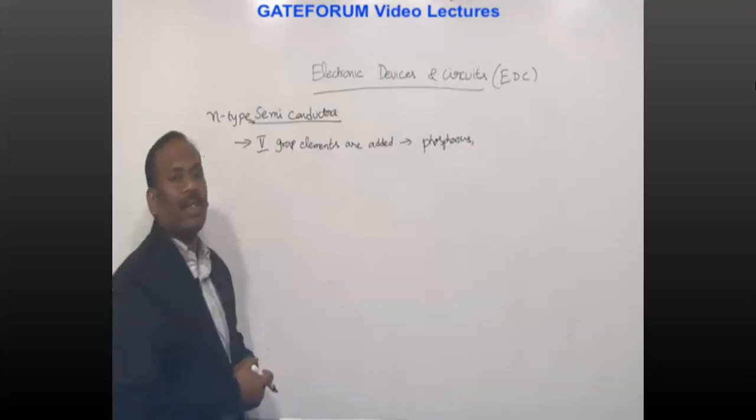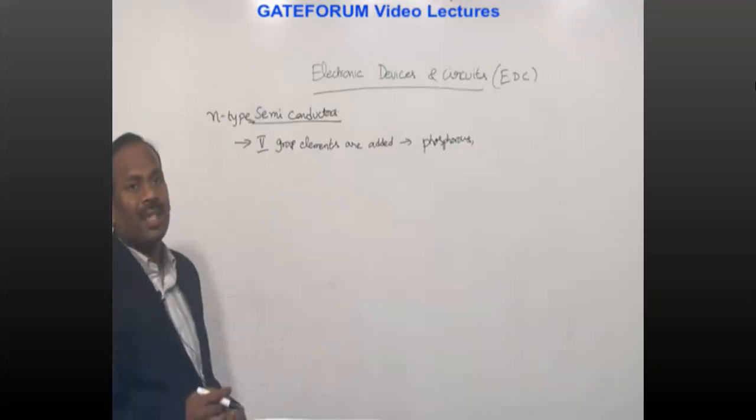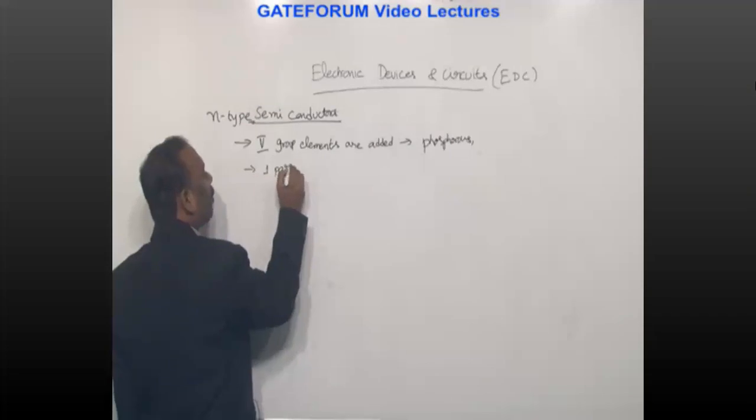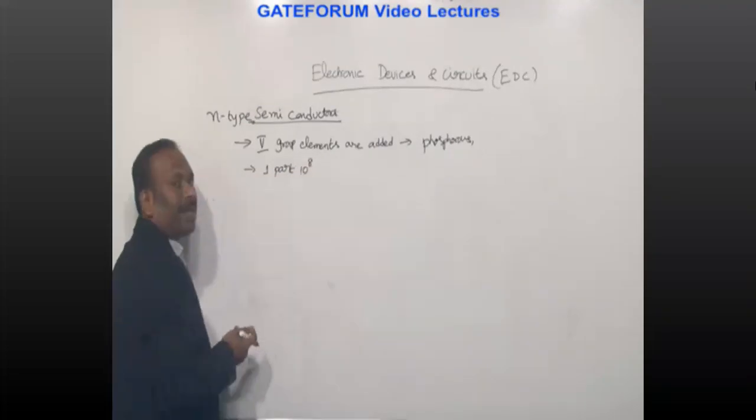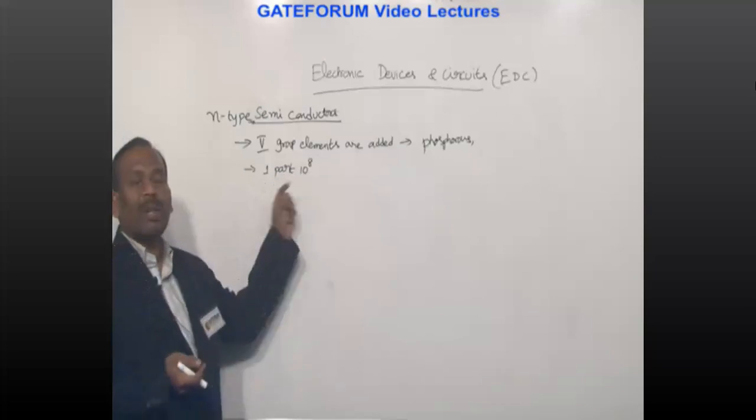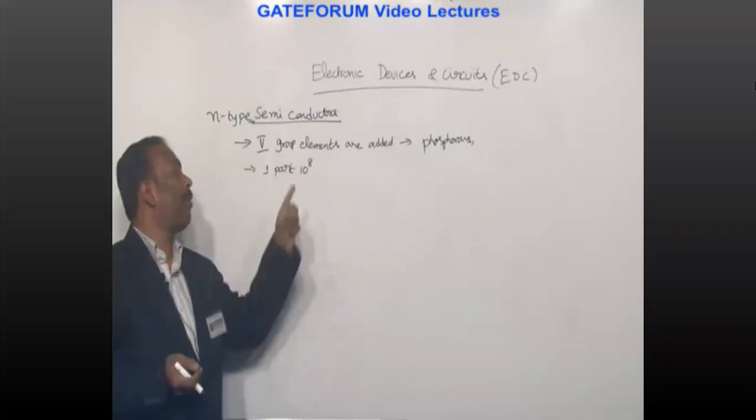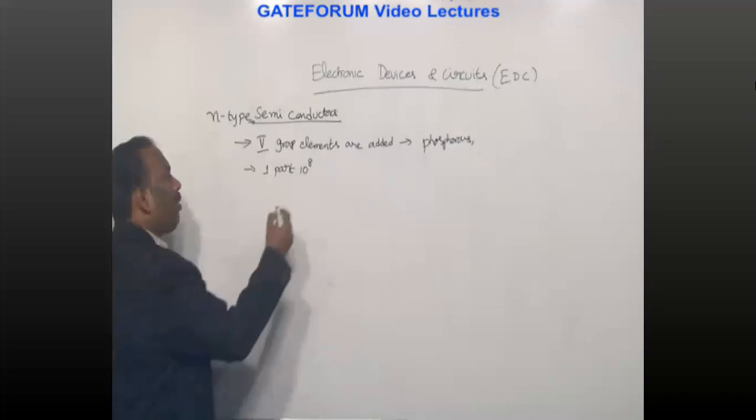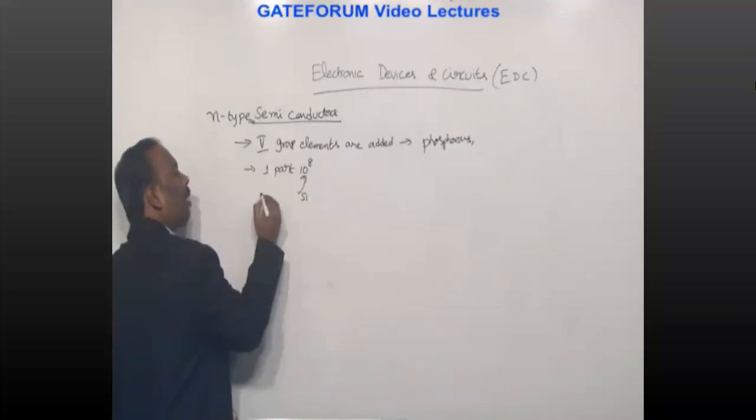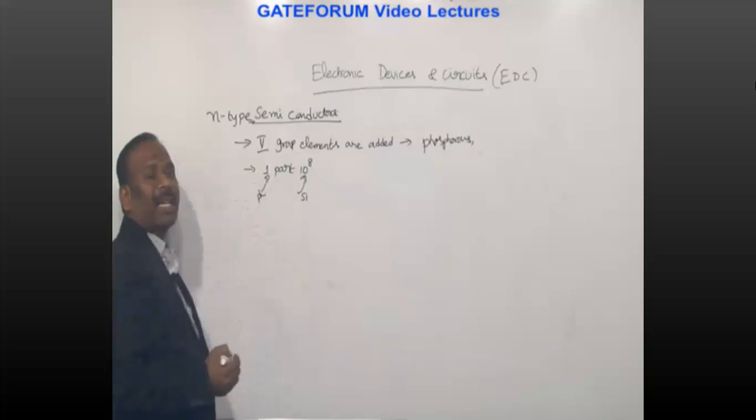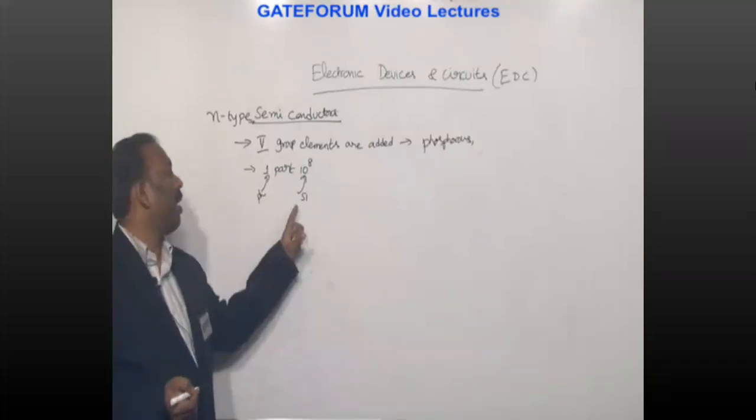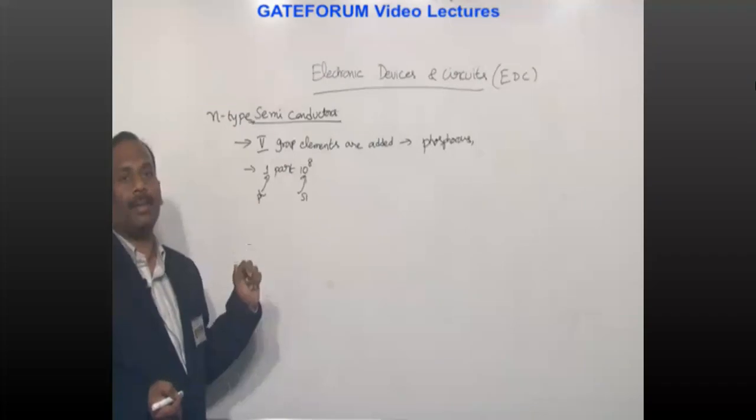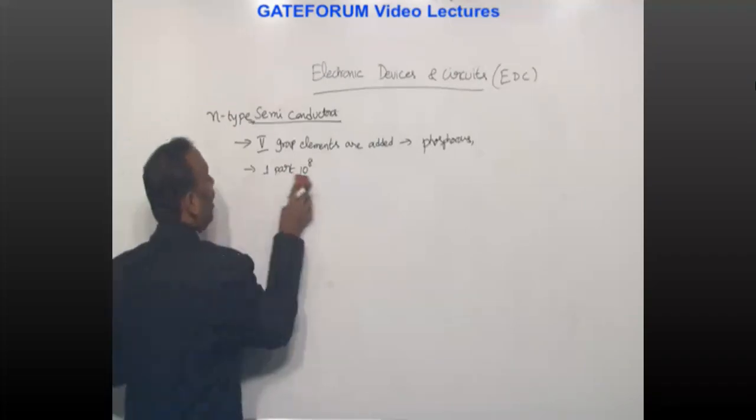Now if you add phosphorus to silicon, what is the crystal structure? We are adding 1 part in 10 power 8. The doping concentration is 1 part in 10 power 8. What is the meaning of 1 part in 10 power 8? For 10 power 8 silicon atoms, 1 phosphorus atom is added. That is called 1 part in 10 power 8.